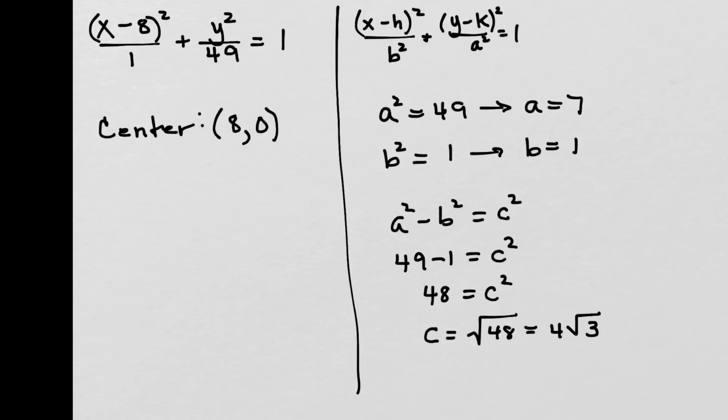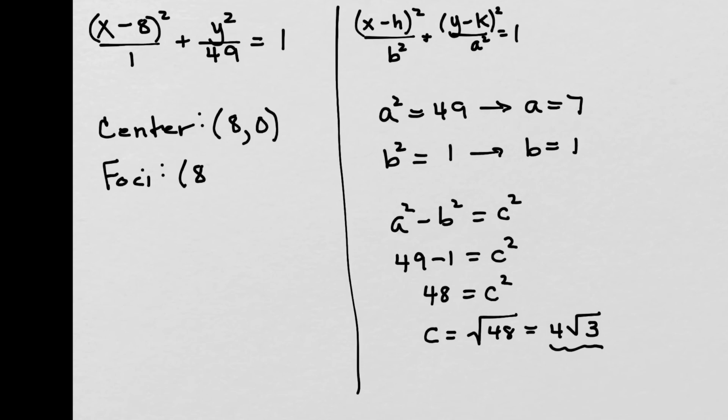So now the foci, to find those, all I have to do is add and subtract the value of c from the y value of the center. How do I know which one? It all comes down to which denominator was larger. So whatever has the a squared, in this case y, because 49 is larger than 1, so everything's going to be working off of the y value of the center.